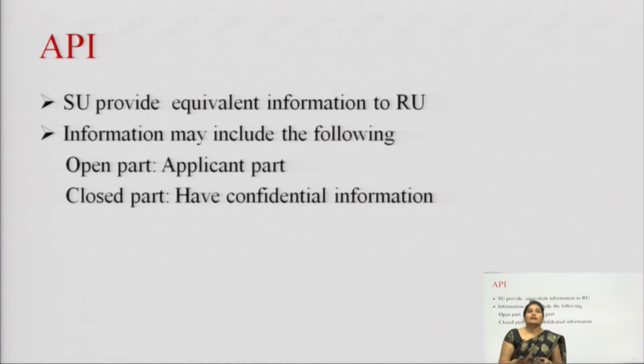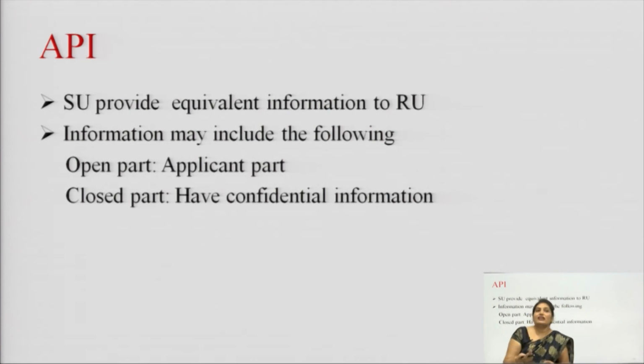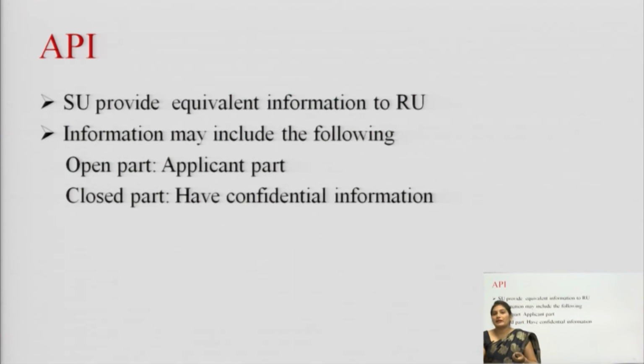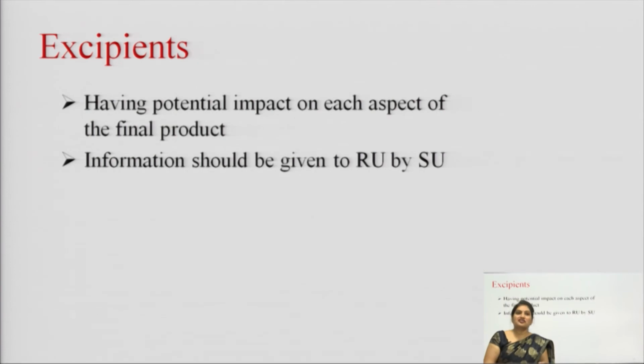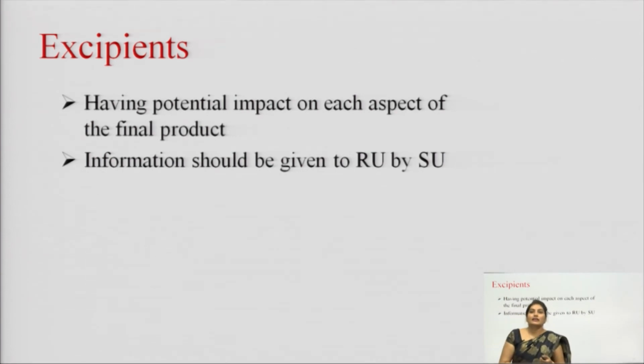Okay. So, as I have told, on the API, the sending unit should provide equivalent information to the receiving unit, and this can include open part and closed part. Open part is the applicant part and closed part has confidential information. And in case of excipient, because excipients have potential impact on each aspect of the final product, all the information related to the excipient, related to their solubility profile, related to their dissolution criteria, related to their ionic pH strength should be transferred by the sending unit to the receiving unit.